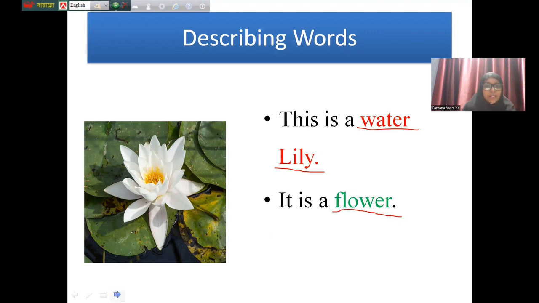It's a flower. And the next one is, it is white. What's the color? It is white. So this is a water lily. It is a flower and it is white. We just practice again. This is a water lily. It is a flower. It is white.